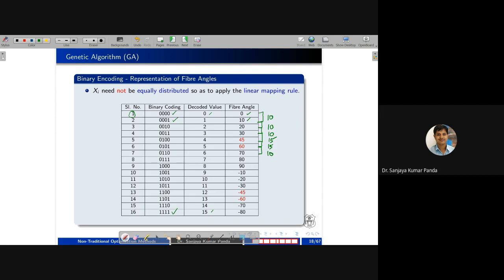So while you are converting a particular problem and representing it in the form of a binary string, you need not follow the same pattern. You can see somewhere the distance is 10, somewhere the distance is 15. If you see, there is a huge distance here, 90 and minus 10, a huge distance. So it is not necessary that they are equally distributed, nor is it necessary to take equal string length while you do the mapping of your problem into binary or any type of coding scheme.